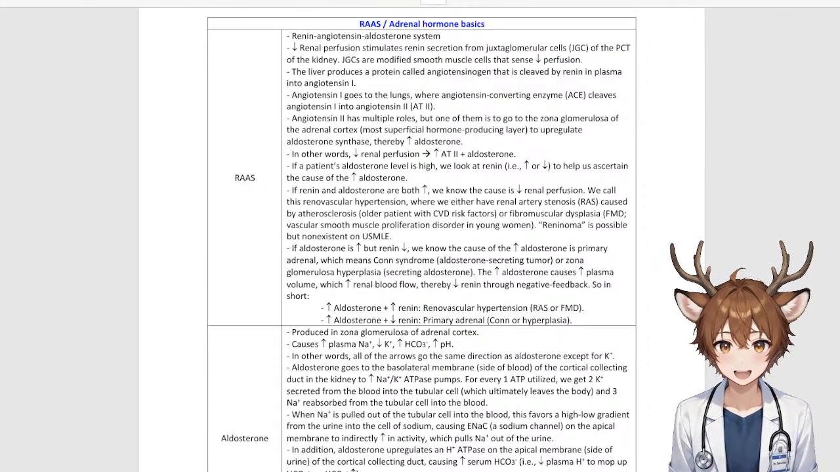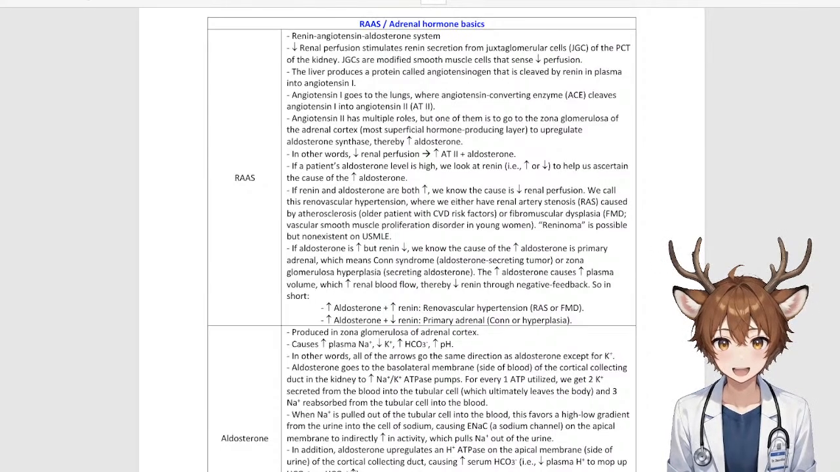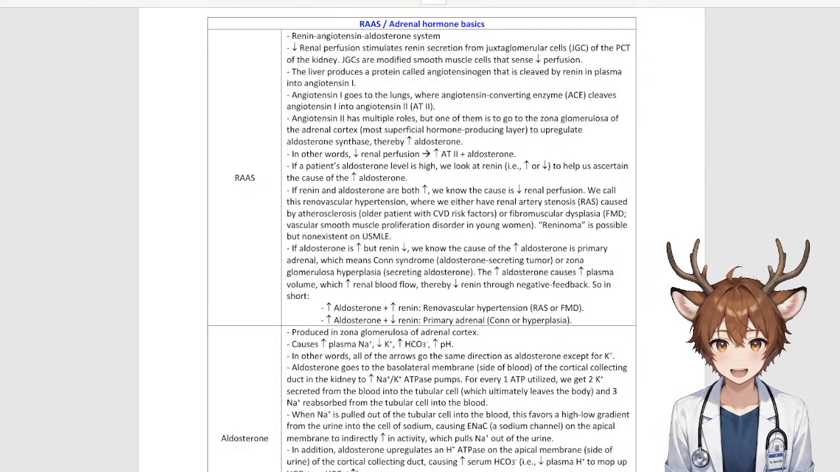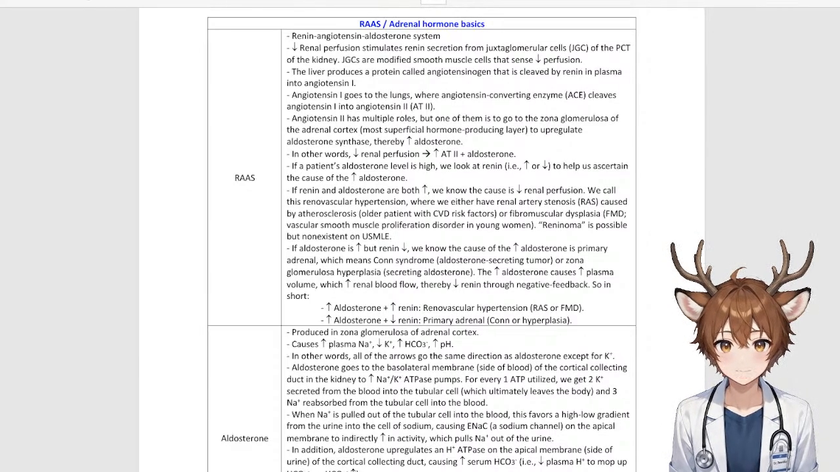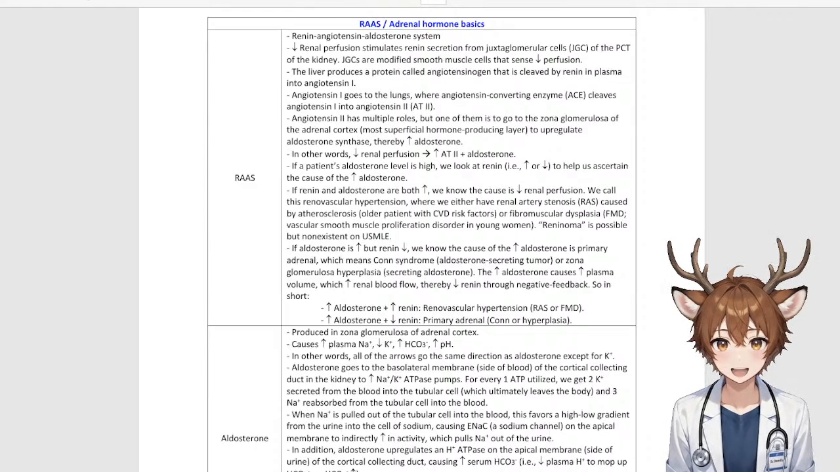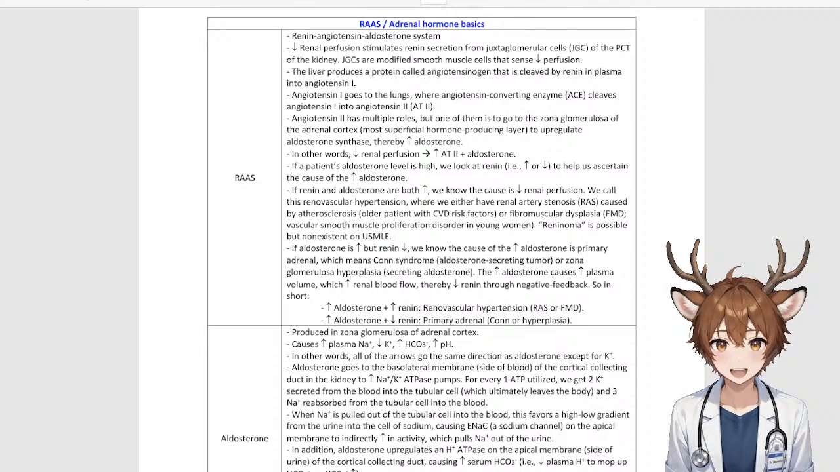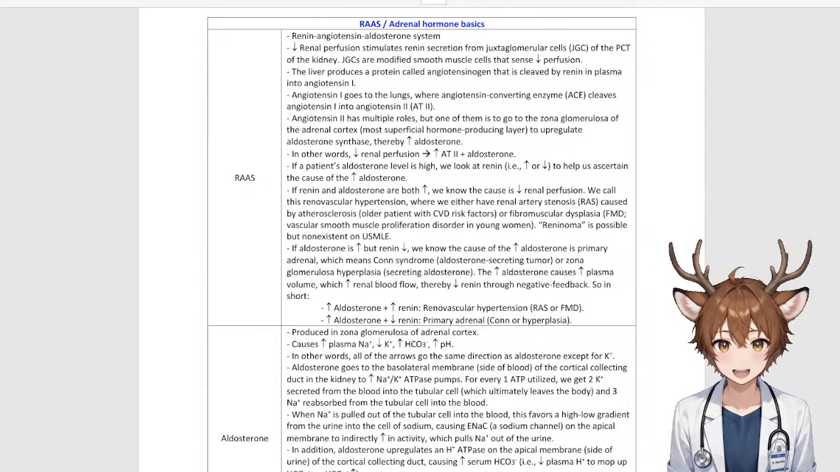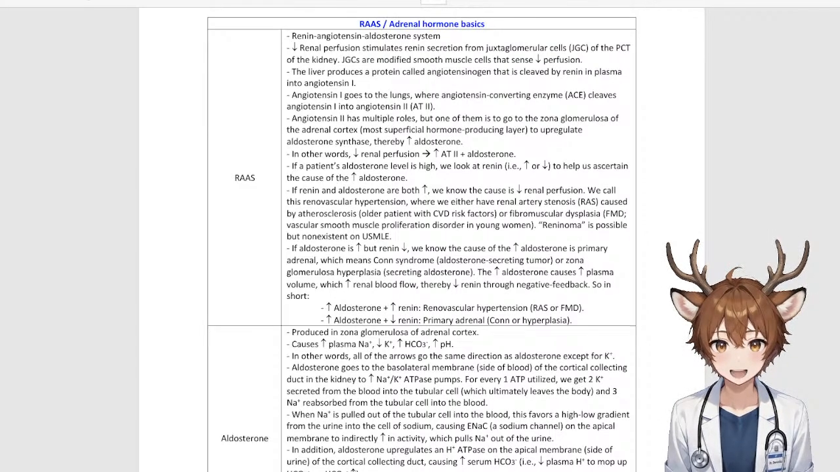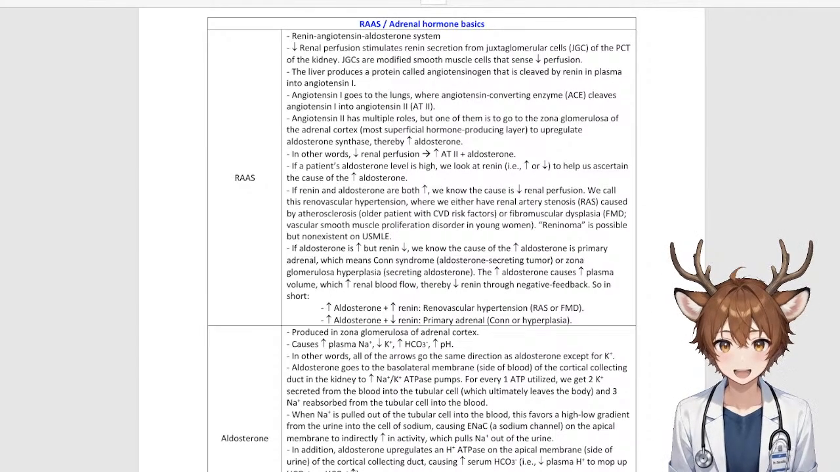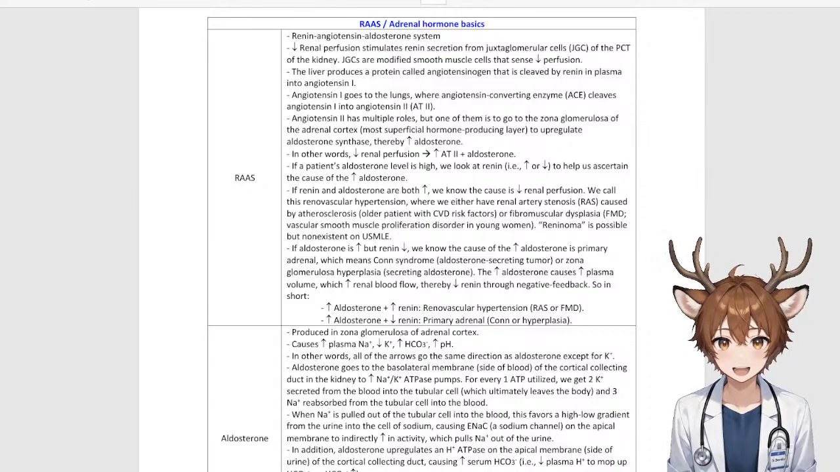Angiotensin 2 has multiple roles, but one of them is to go to the zona glomerulosa of the adrenal cortex, the most superficial hormone-producing layer, to upregulate aldosterone synthase, thereby increasing aldosterone. In other words, decrease in renal perfusion leads to an increase in angiotensin 2 plus aldosterone. If the patient's aldosterone level is high, we look at renin, that is to say, elevated or decreased, to help us ascertain the cause of the increased aldosterone.